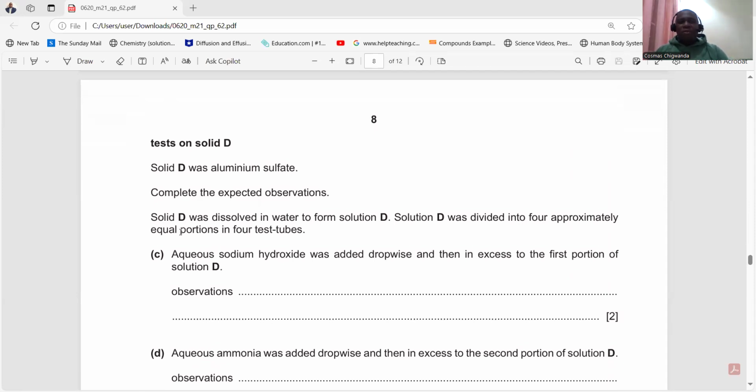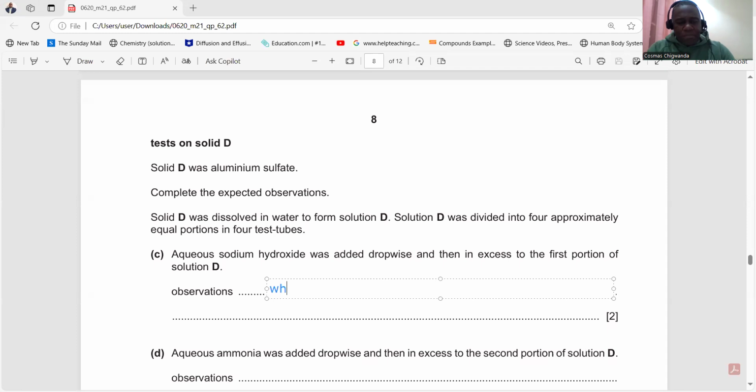Right, so aqueous sodium hydroxide was added dropwise and then in excess to the first portion of the substance. So what is the observation, okay? Aqueous sodium hydroxide, you should know that I'm looking at the positive part, the cationic part of the salt. So here, you are going to write 2 things. Please, whenever sodium hydroxide is mentioned, tell us what we see, the color of the precipitate, and what happens in excess. So what we need to write down here is we first tell the examiner the color of the precipitate. This is the standard with sodium hydroxide and ammonia.